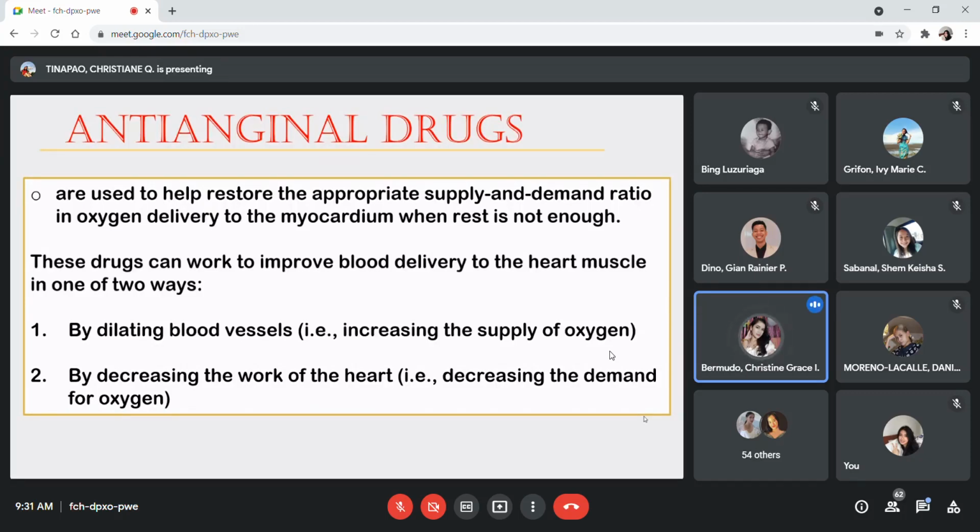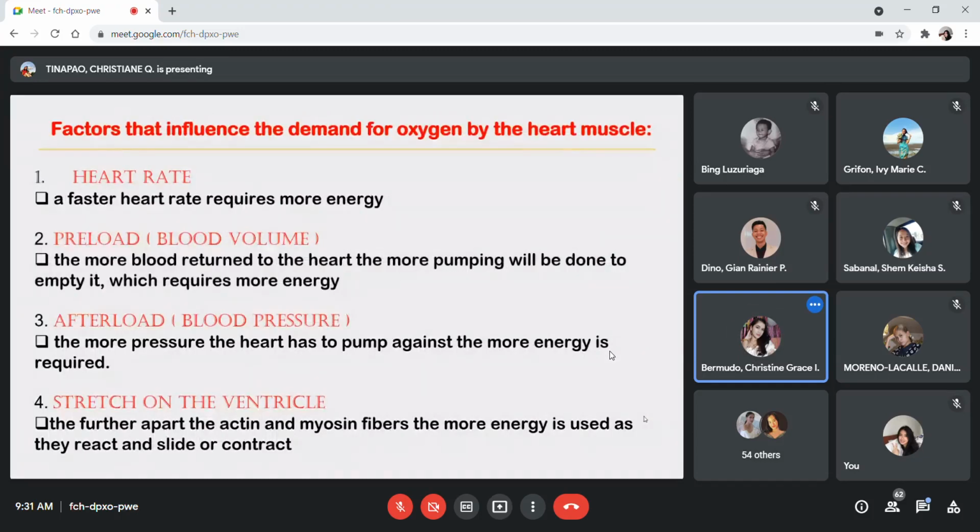There are several factors that influence the demand for oxygen by the heart muscle. These include the heart rate, the preload, afterload, and the stretch on the ventricle. For the heart rate, a quicker heart rate demands more energy. In preload, also known as the blood volume, the more blood returns to the heart, the more pumping is necessary to empty it, which requires more energy.